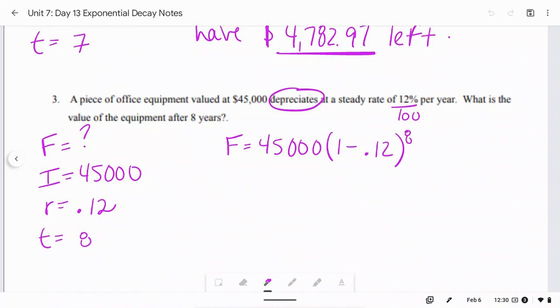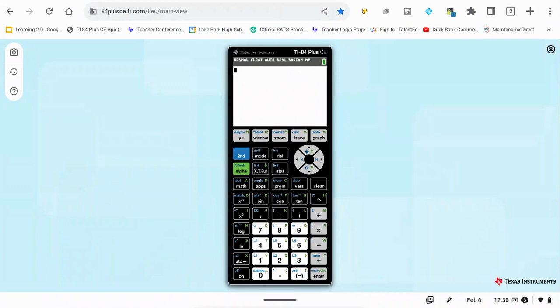Now, since we're talking about money again, we're going to round it to 2 decimal places. So I'm going to grab my graphing calculator, clear out the old equation, and type in the new one. So 45,000 parenthesis 1 minus 0.12, close the parenthesis to the 8th power. Since I'm rounding to 2 decimal places, I'm going to look at the number next to the second 5, which is a 3. So I'm going to keep it as 0.55.